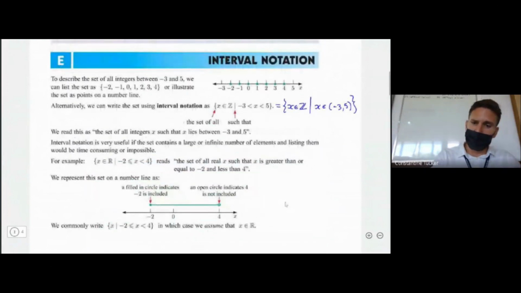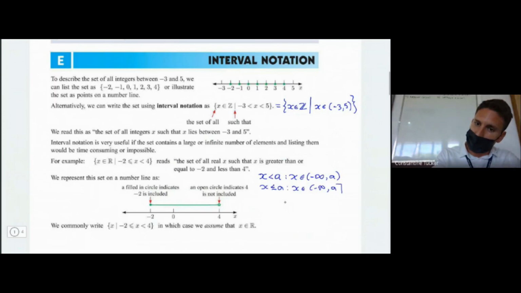So here, for example, when you have something like x is less than a, there's another way of saying this. x is less than a would be x belongs to the set minus infinity all the way up to a. If it's x is less than or equal to a, then we could also say x belongs to the set minus infinity all the way up to a, but a is included, so we put a square bracket there. If this is confusing, I'm sure it will make sense as I progress.